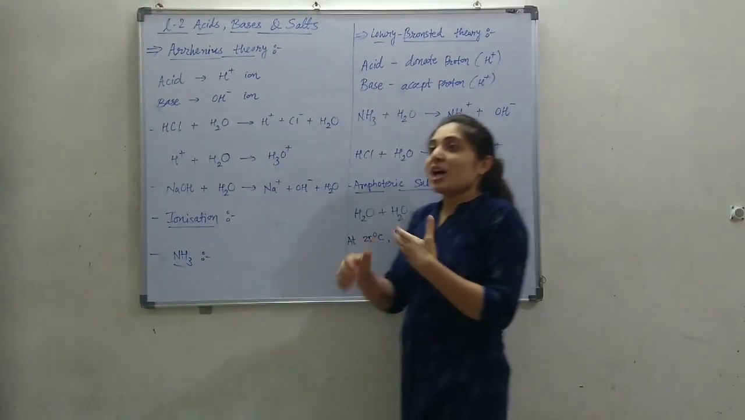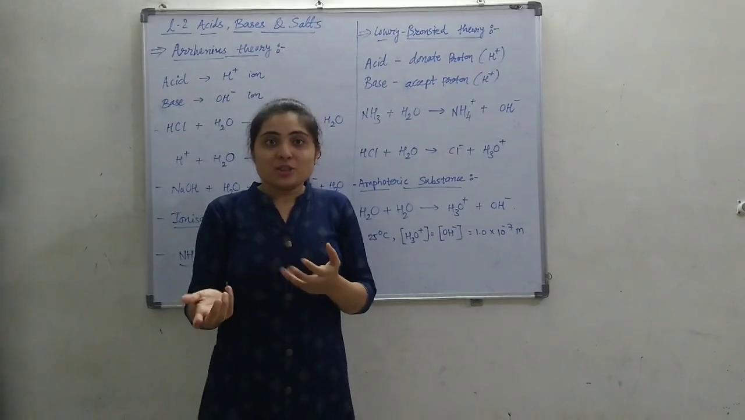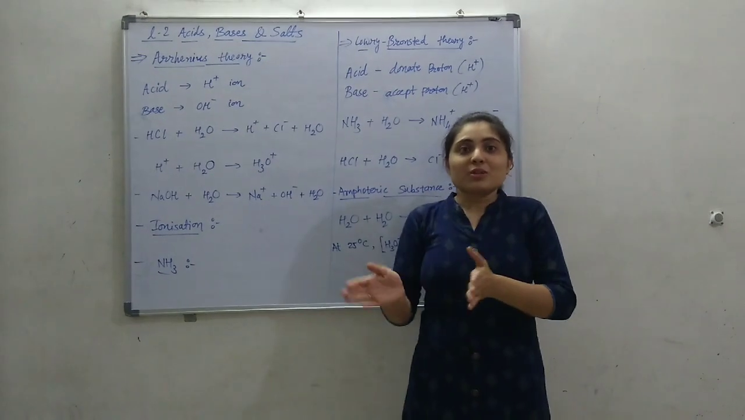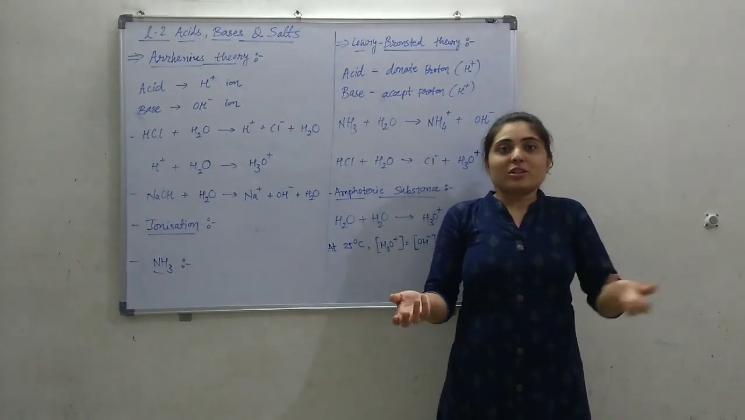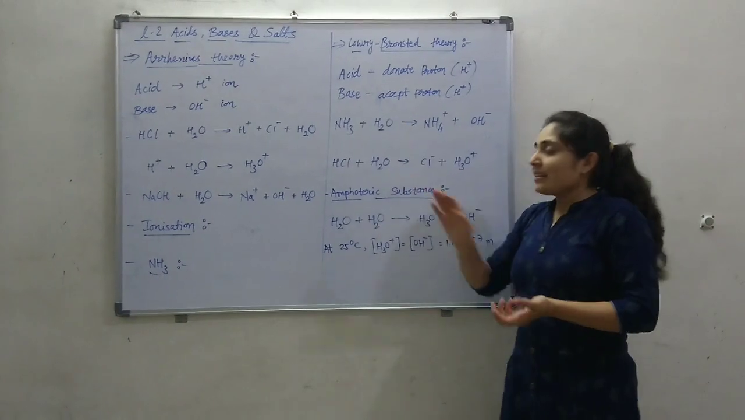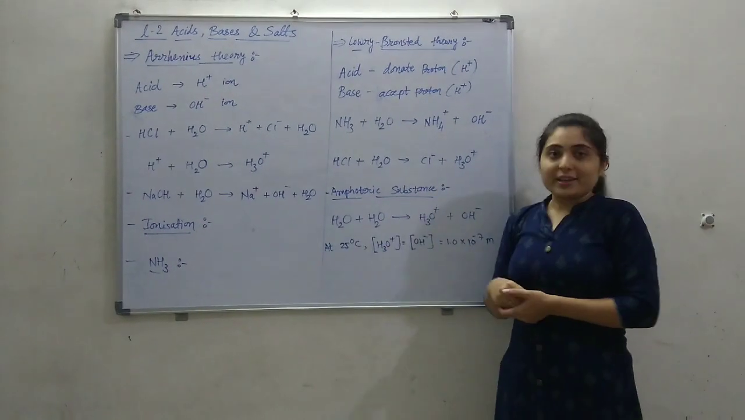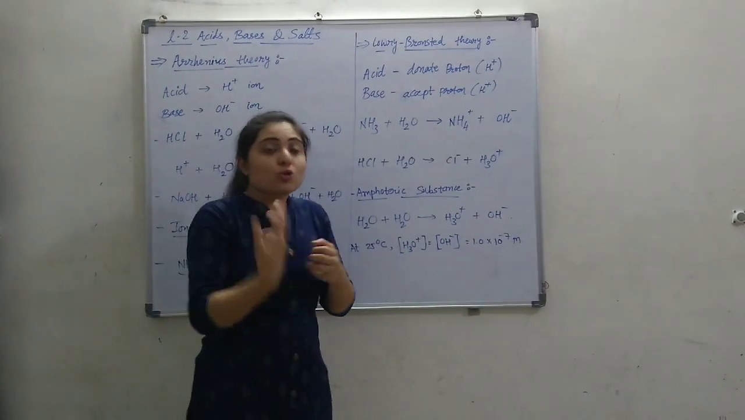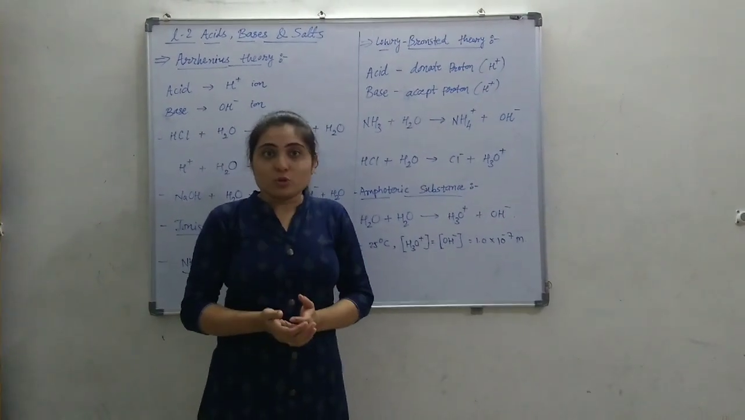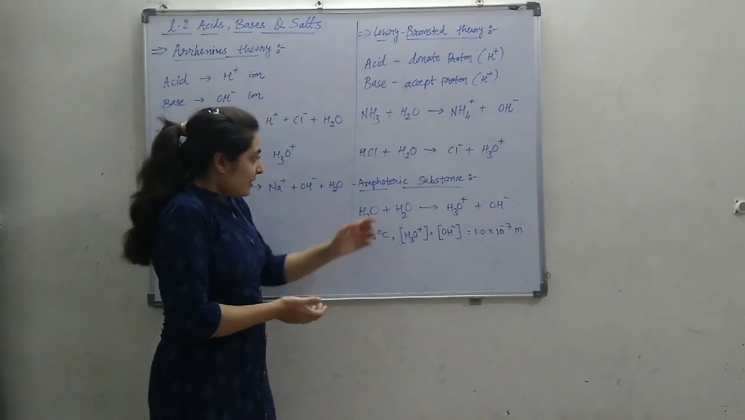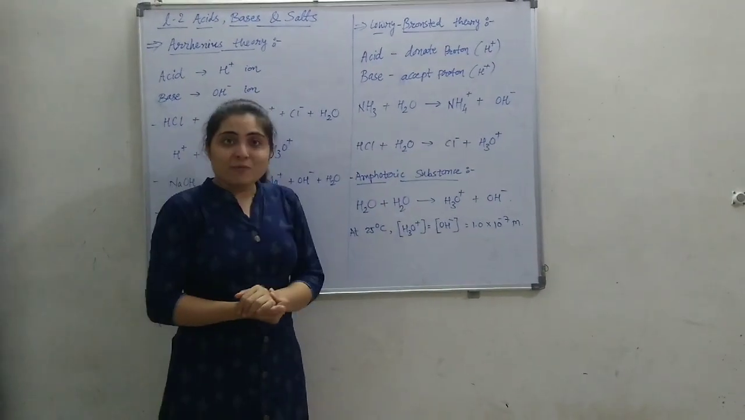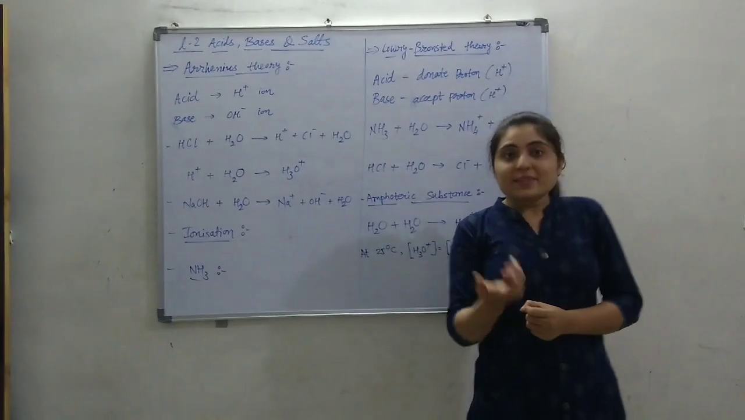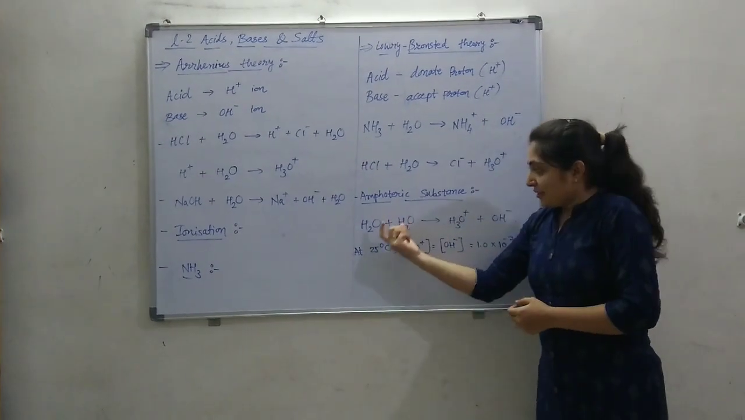So the substances which show both acidic and basic nature, which in a particular case act as an acid and in another case act as a base, that kind of substance is called an amphoteric substance. So water is an amphoteric substance which shows the properties of acid and base both. Why is it showing both acid and basic nature?